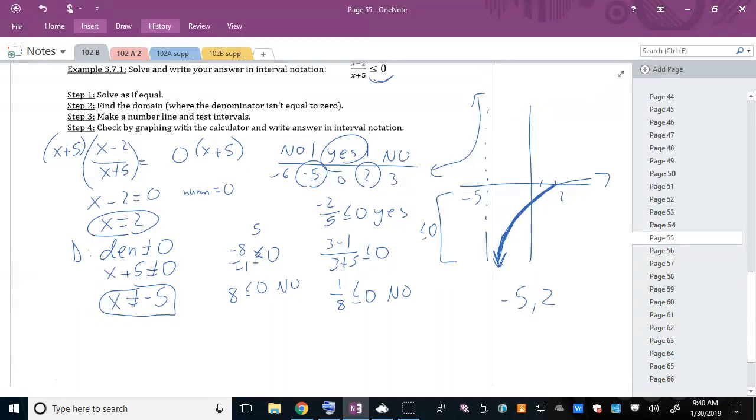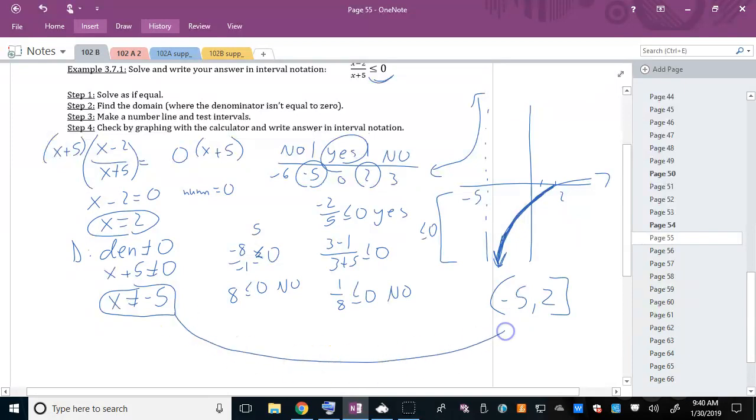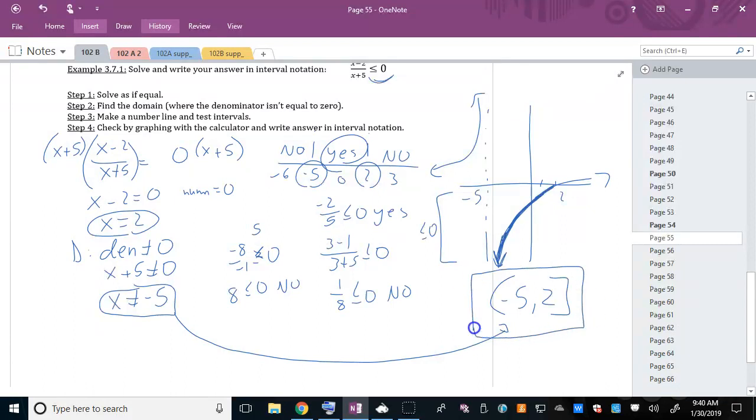Now I'm going to put a bracket at 2 like I normally would, but I'm going to put a parenthesis at -5. That's because the -5 came from the denominator. If the number comes from the denominator, we're not allowed to be equal to it, because that's where we have division by 0. That's where we have our vertical asymptote. So please be careful. Any number from the denominator must take a parenthesis, and that is our answer.